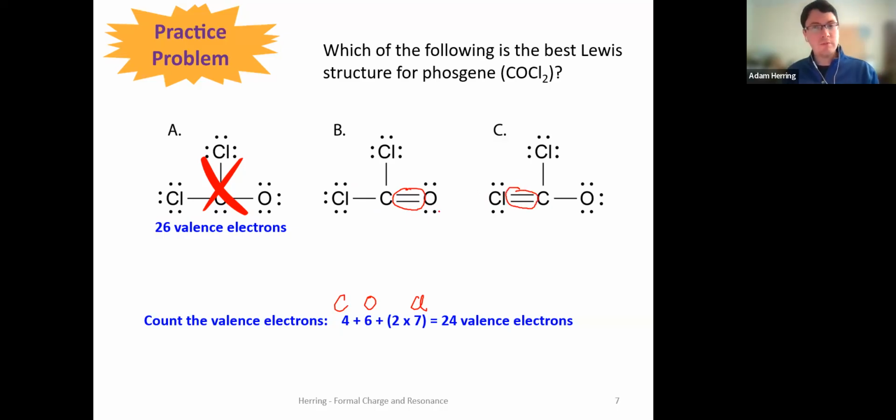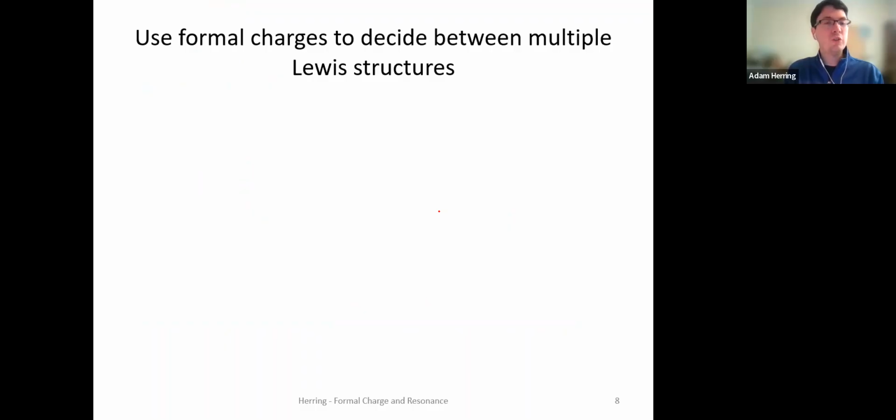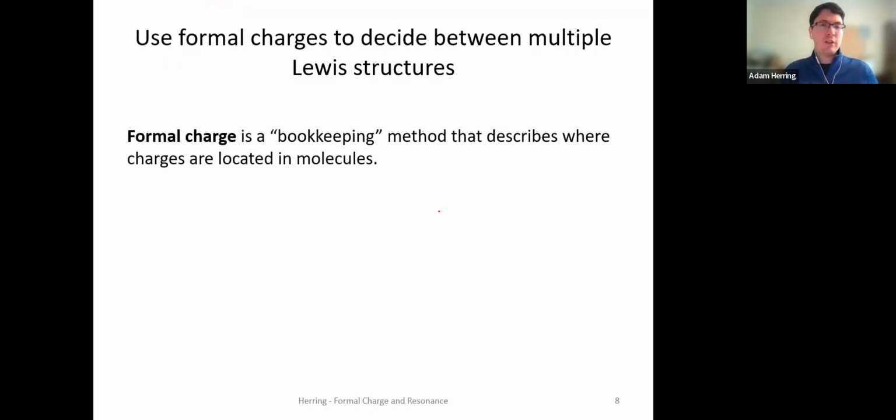So the question is, are these Lewis structures the same? Are they different? Is one better than the other? We can use what's called formal charge in order to describe the differences between those structures and identify which one of them is more accurate. So formal charge is a form of bookkeeping. It's a way of keeping track of where the electrons are and where the charges are when located within a molecule.